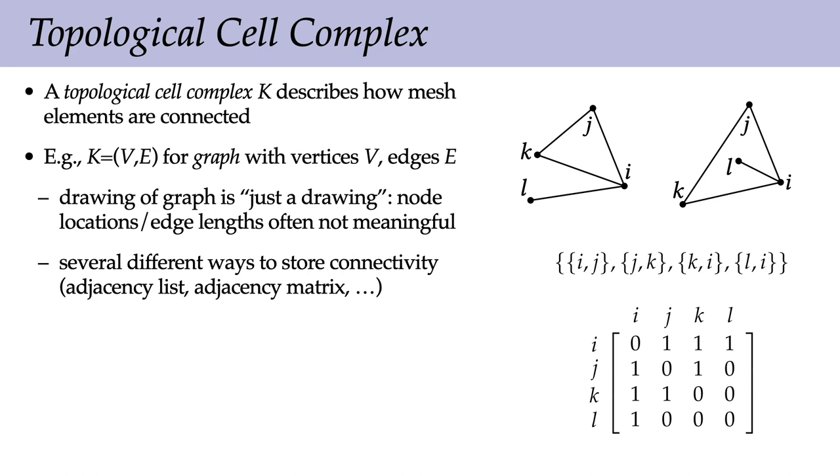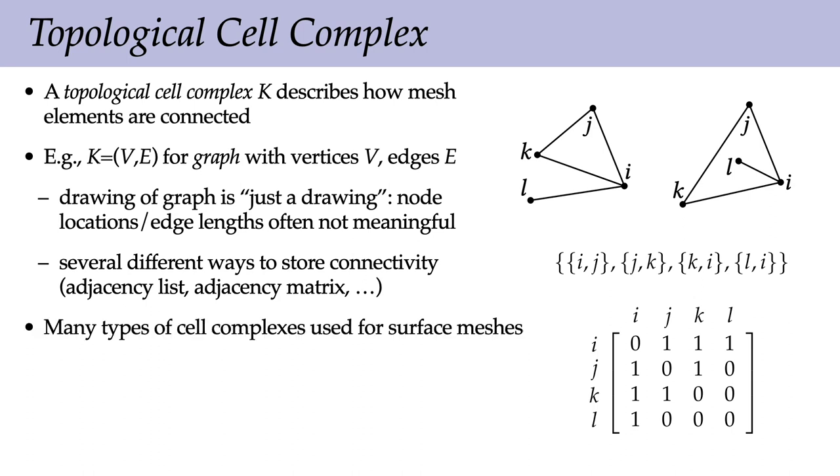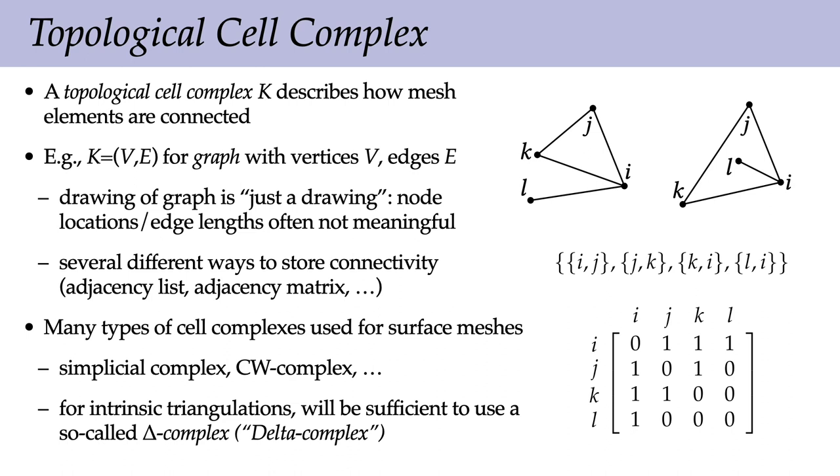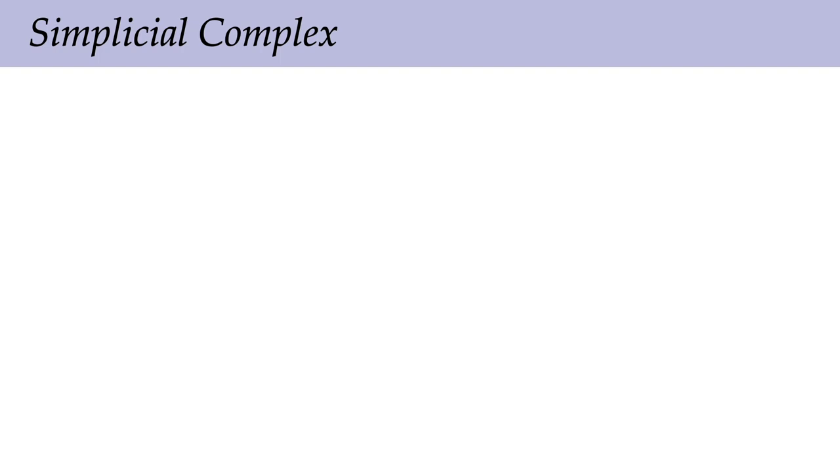There are lots of different kinds of cell complexes that are used to describe surface meshes. Maybe most common is a simplicial complex. There's also something called a CW complex. For intrinsic triangulations, it's going to be sufficient and often necessary to use a so-called delta complex. Okay, but let's first talk about kind of a more basic kind of complex.